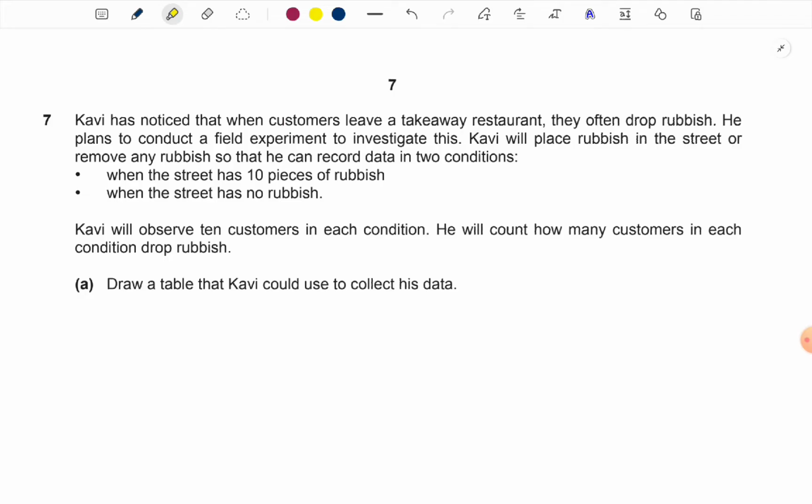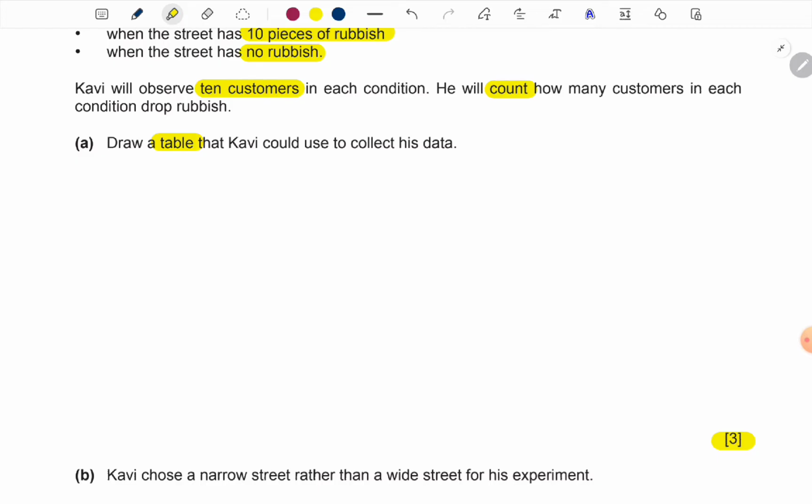So here they're telling us Kavi has noticed that when customers leave a takeaway restaurant, they often drop rubbish. He plans to conduct a field experiment to investigate this. Kavi will place rubbish in the street or remove any rubbish so that he can record data in two conditions: when the street has 10 pieces of rubbish, when the street has no rubbish. Kavi will observe 10 customers in each condition. He will count how many customers in each condition drop rubbish. Draw a table that Kavi could use to collect his data. This is a 3 marks question.